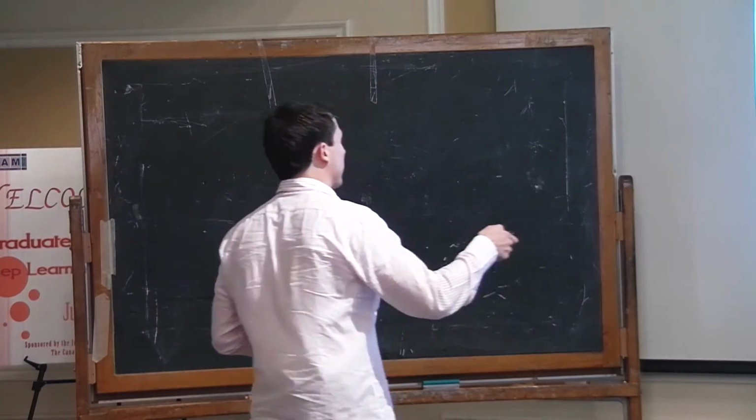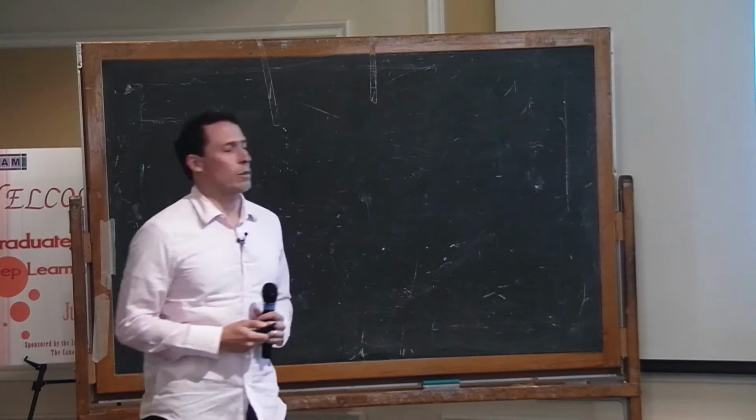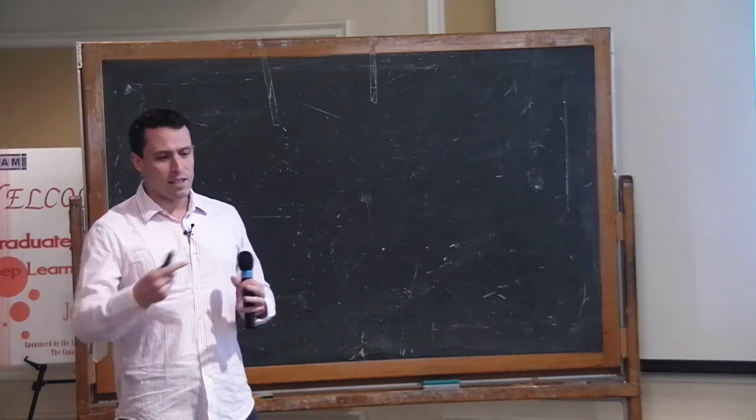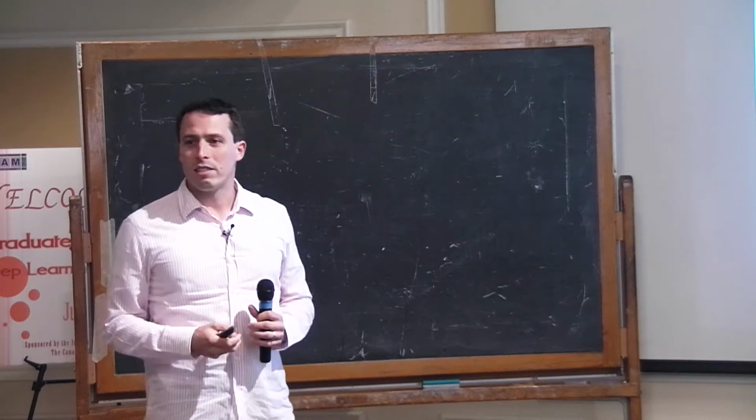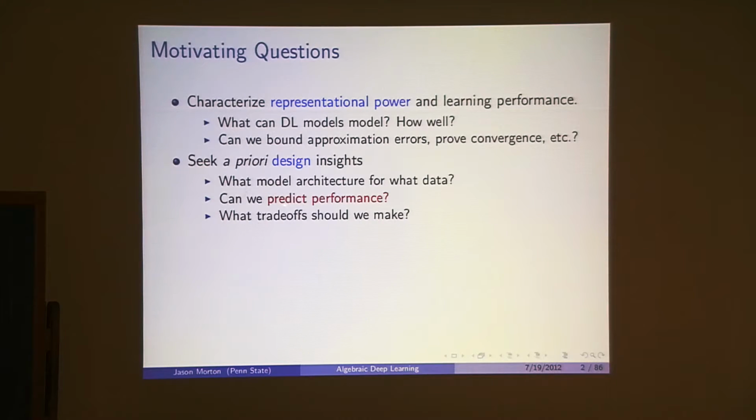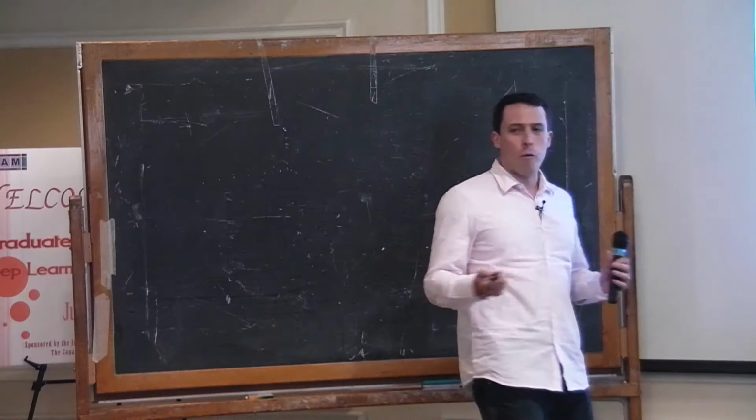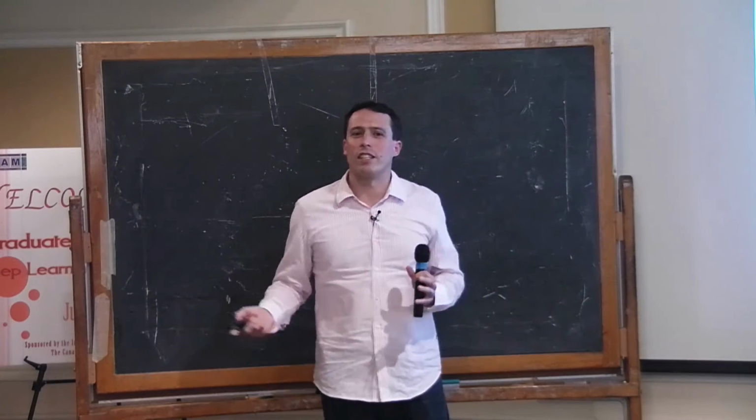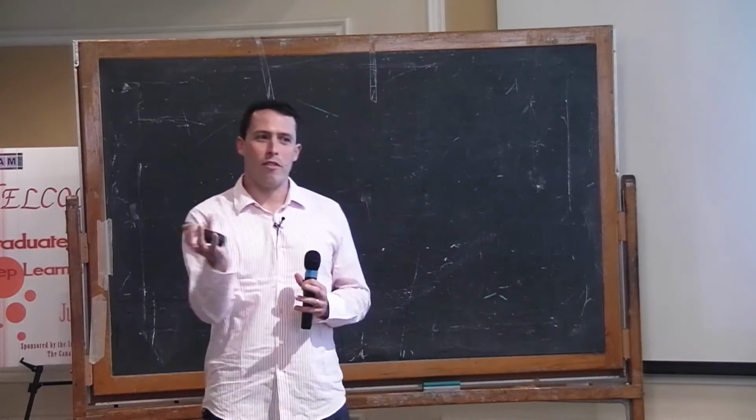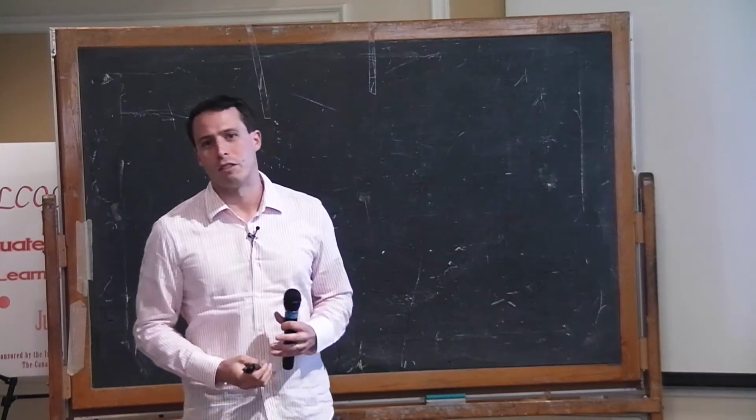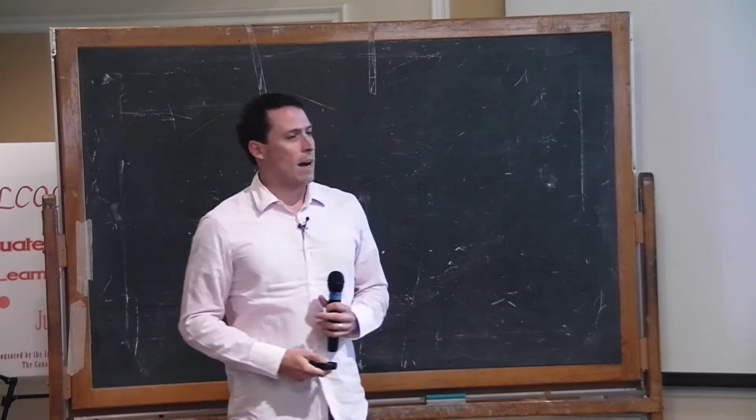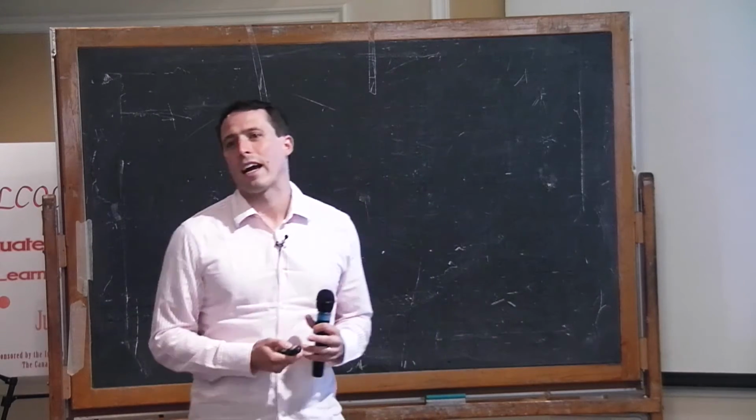So in other words, we seek a priori design insights. Given some assumptions about the data, we'd like to know what model architecture is going to perform best for that. That's a hard thing to know ahead of time, but we always know some things, right? If we precondition or pre-whiten or do some other thing to our data before we input it, that means that we know something about the class of distributions for which our model works. And we'd like to get deeper insight into that kind of problem.